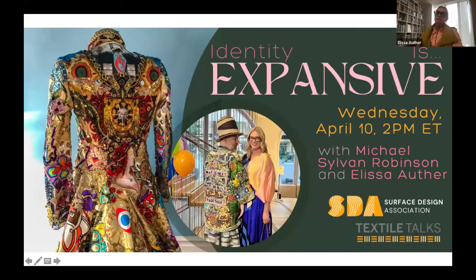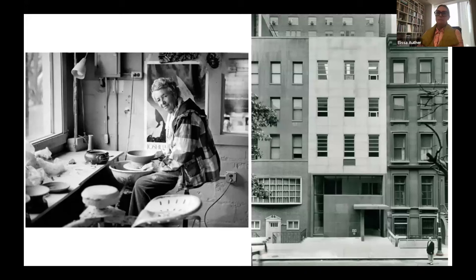And he's currently exhibiting this coat that was made for Jordan Roth and is titled Identity Is at the Museum of Arts and Design, and that will be up through June. And I want to say a little bit about MAD's history, just to give you some context of why it was so important for me to bring the coat to the museum and why I think it's the perfect fit.